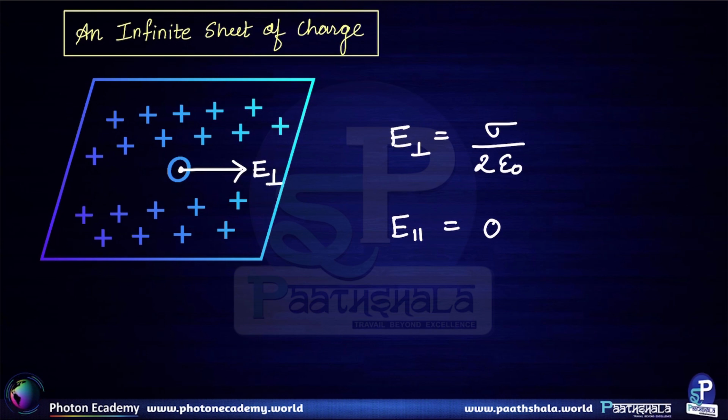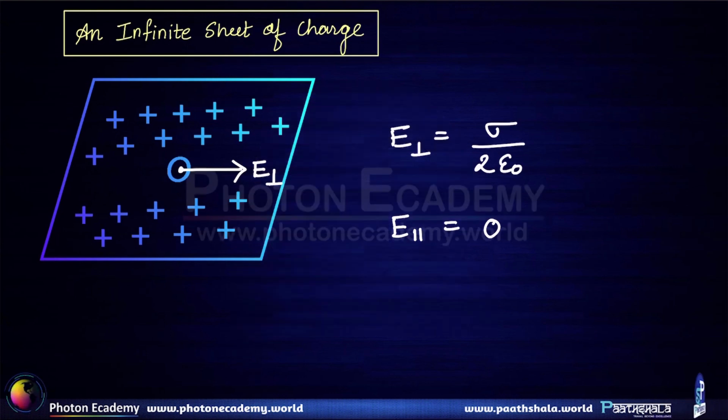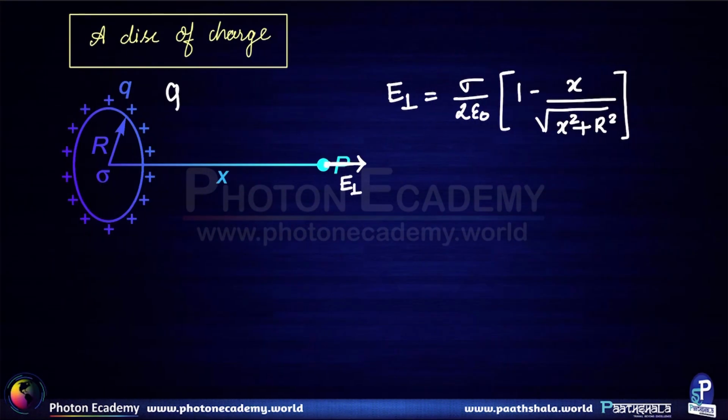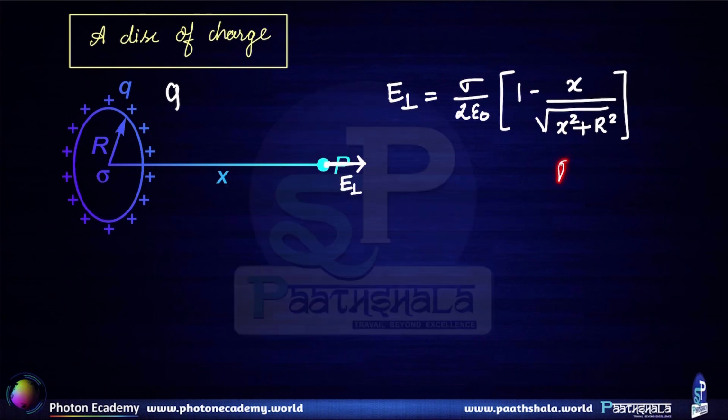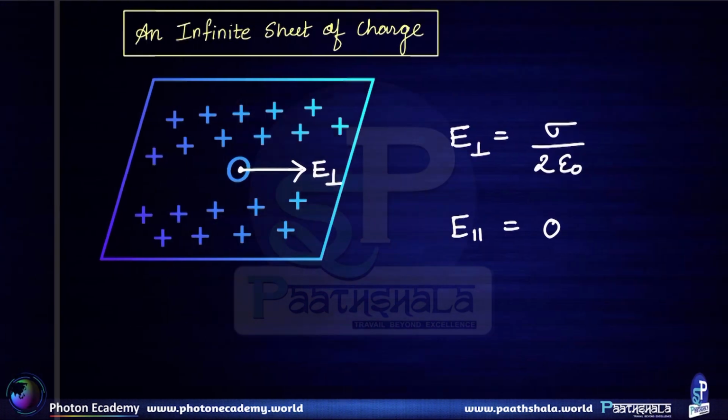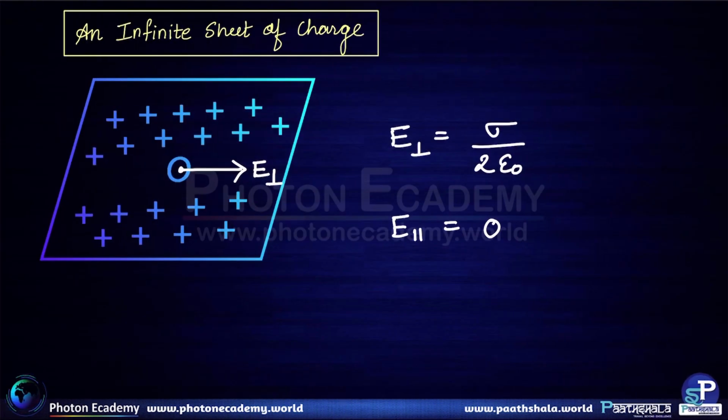Herein we have an infinite sheet of charge. So for the infinite sheet of charge, we have E perpendicular to be equal to sigma upon 2 epsilon naught. In fact, if we put the value of R as infinity over here, then we can see that the second term actually dies down and goes to 0. Hence we are left with sigma upon 2 epsilon naught. If the value of R is infinite, then in fact we get an infinite sheet of charge. So this is the infinite sheet of charge that we are talking about.